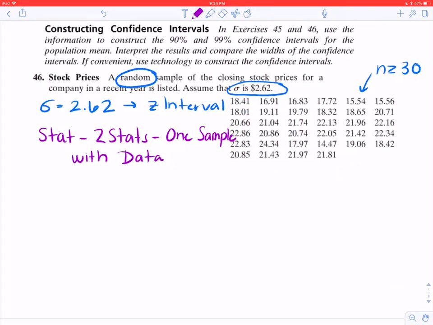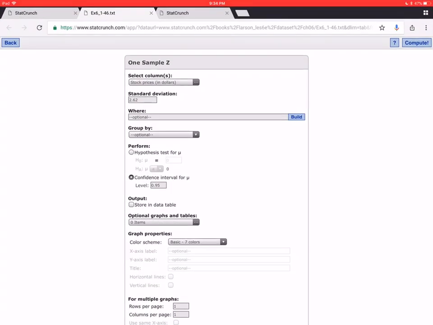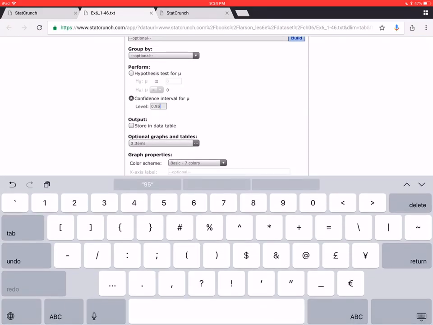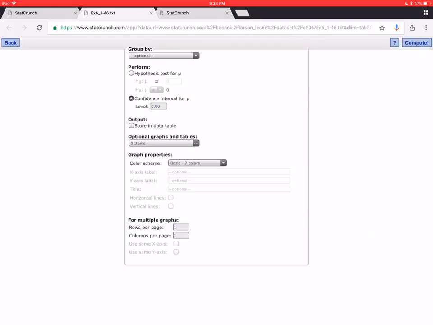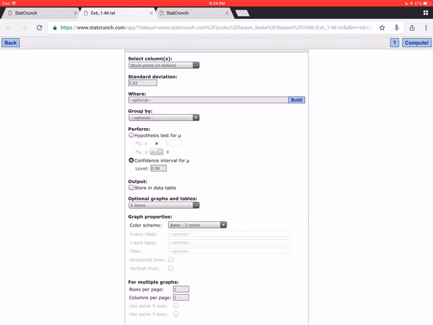Now I'm actually asked for 2 intervals here, so we're going to look at the first one, which is a 90% confidence interval. So just like I did before, I'm going to click that little button next to confidence interval, and I'm going to put in a 90% level of confidence. And again, I don't need to worry about anything else on this screen. Just where's the data, what's the standard deviation, and confidence interval with level of confidence.